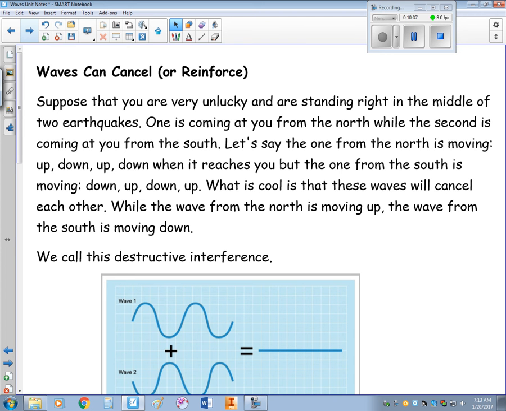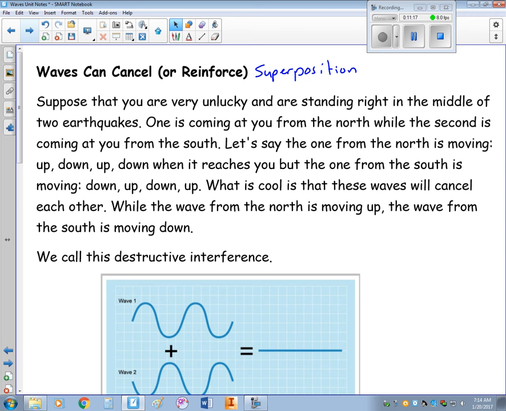Waves themselves can cancel each other out or reinforce themselves. We call this canceling or reinforcing superposition. Suppose that you are very unlucky and you're standing right in the middle of two earthquakes. One is coming at you from the north, while the second is coming at you from the south. Let's say that the one from the north is moving up, down, when it reaches you. However, the one from the south is moving down, up, down, up.